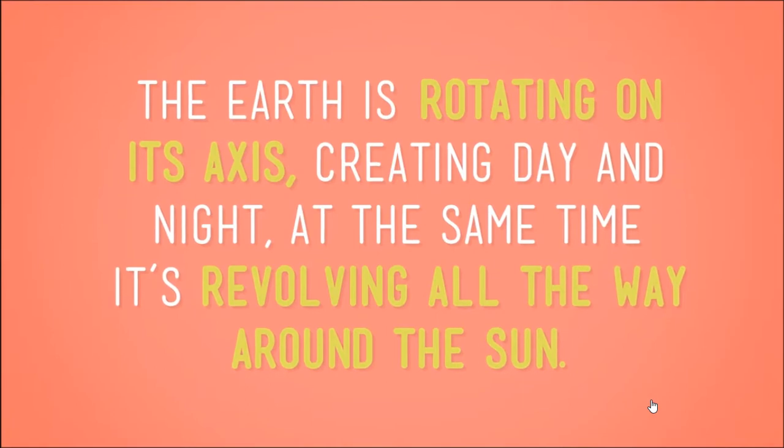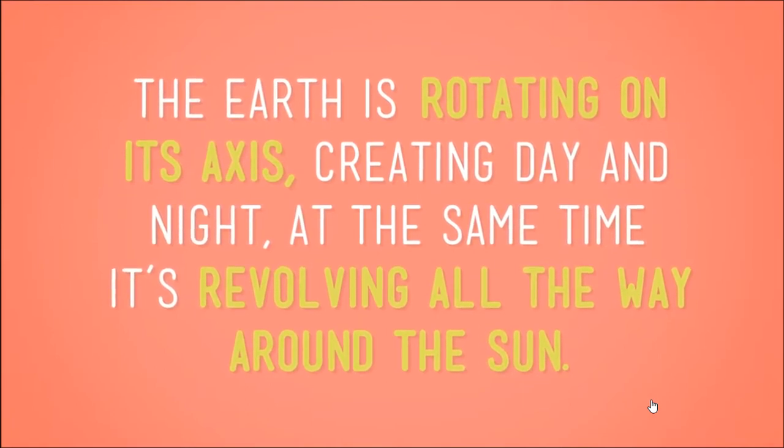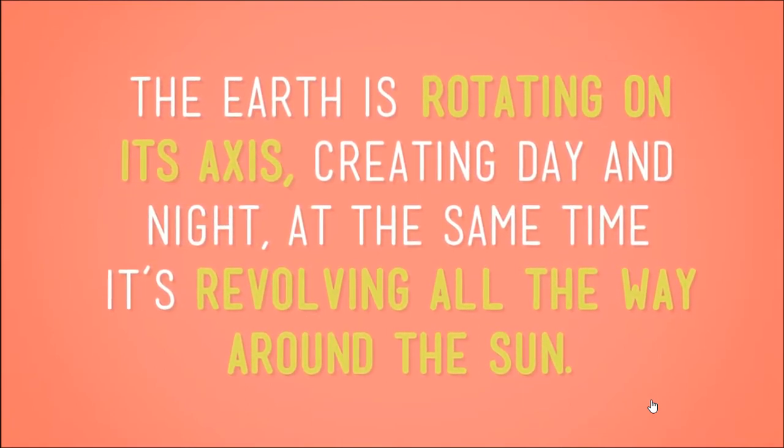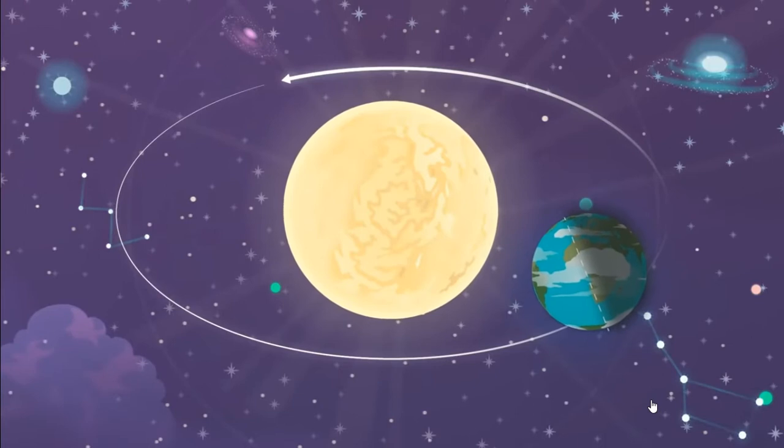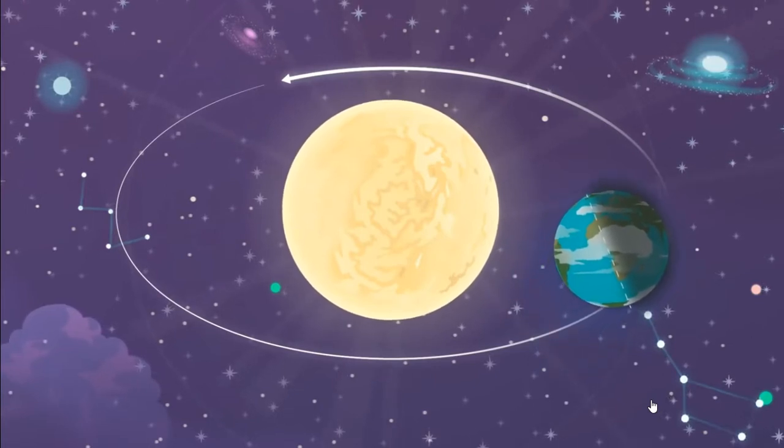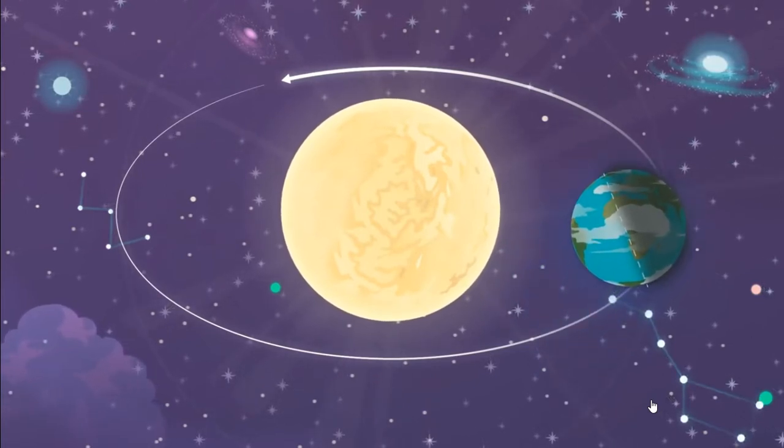The Earth is rotating on its axis, creating day and night, and at the same time, it's revolving all the way around the sun. Now here's the thing. As the Earth is both rotating and revolving, it's not sitting straight up and down. Its axis is actually tilted, just a little. It's not all that much, but this tilt causes one part of the Earth to lean towards the sun, while another part of it is leaning away. This means that different parts of our planet's surface get different amounts of sunlight and heat. So, why am I telling you all of this?